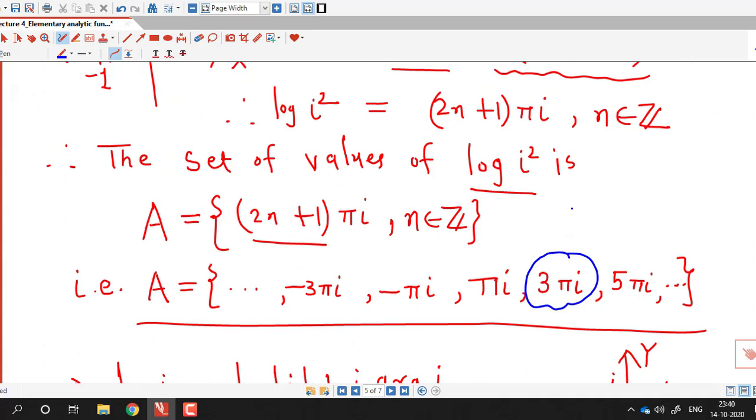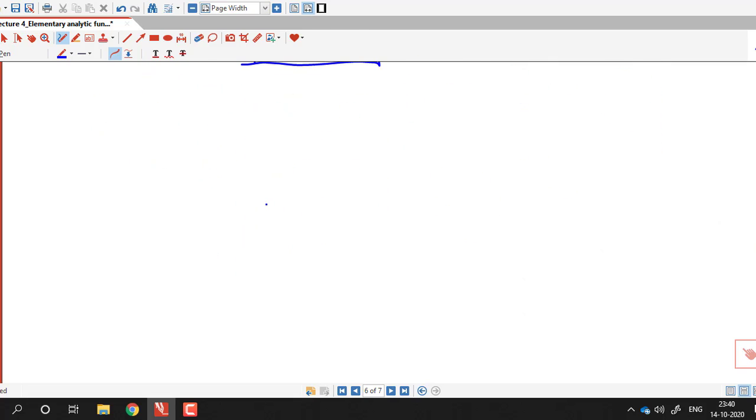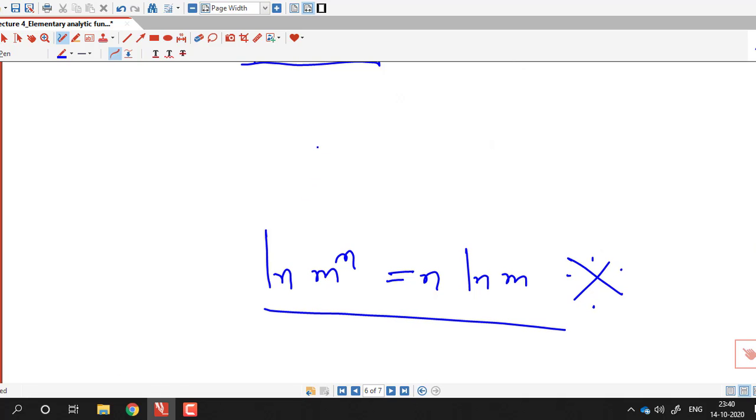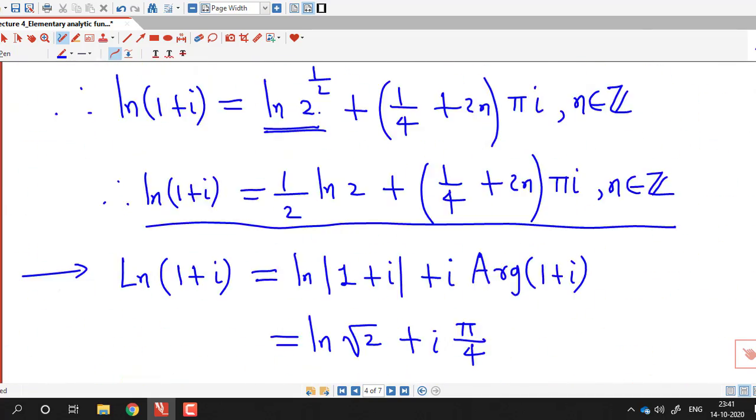So in this way we get the idea that the property of real numbers, log of m raised to n equal to n log m, is not true for the complex logarithmic function. This is true for the real logarithmic function, and here we have seen that log I square and 2 log I both have different sets of values. So this is all about examples on the logarithmic function. I hope you like this lecture. Thank you very much.